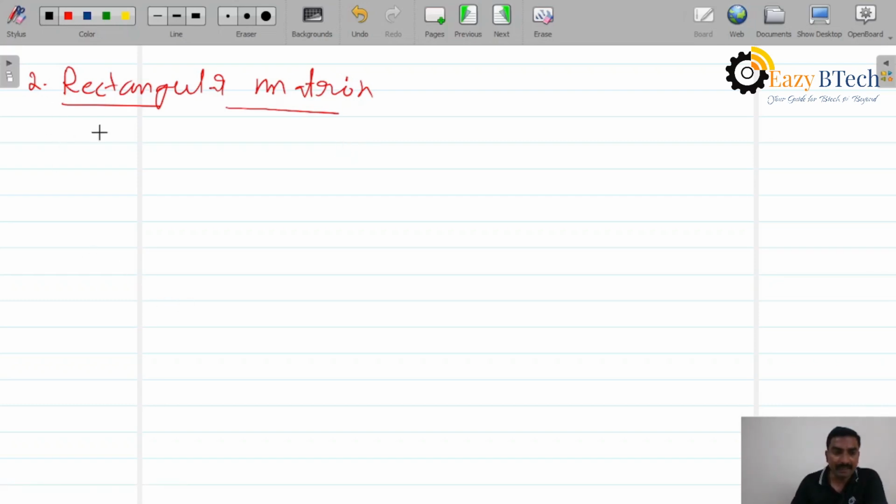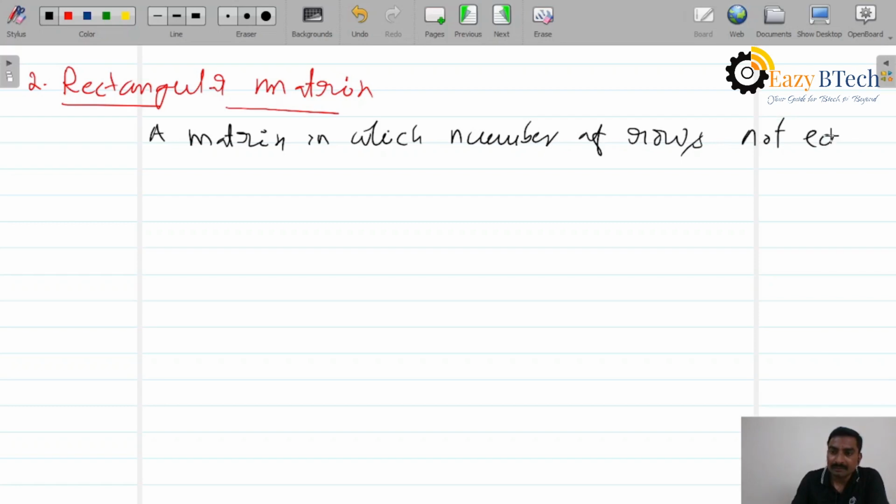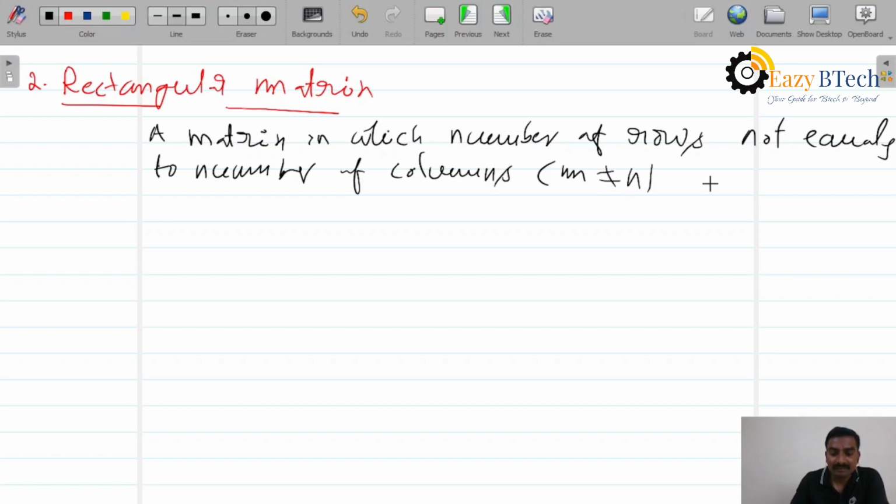See the definition: a matrix in which the number of rows is not equal to the number of columns, that means m is not equal to n, is called a rectangular matrix.